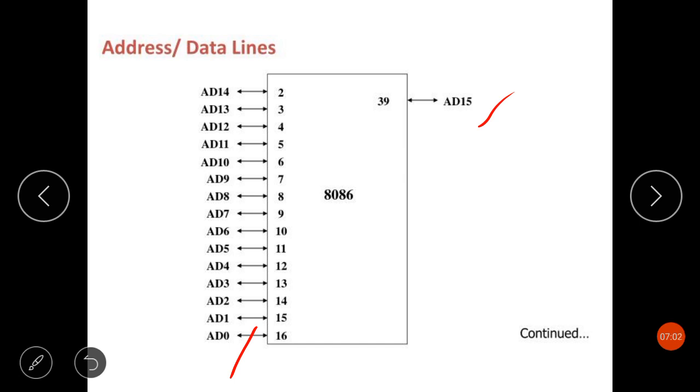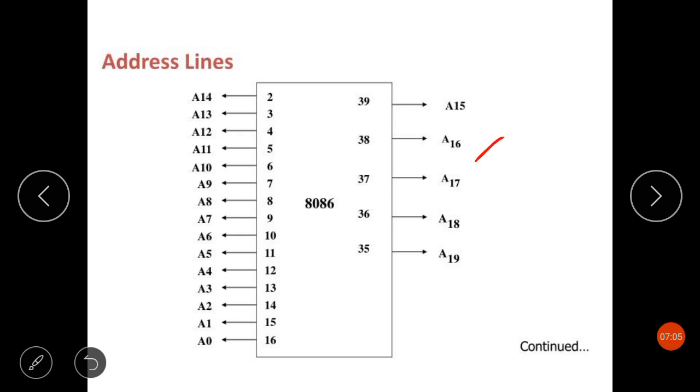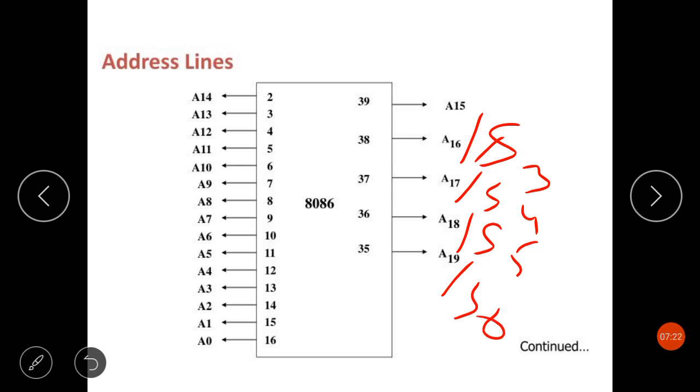The next pins are A16 to A19, that is A16/S3, A17/S4, A18/S5 and A19/S6. During the first part of the machine cycle, these are used to output the upper 4 bits of the address, which means they work as A16 to A19 pins. During the remaining part of the machine cycle, these are used to output status, which indicates the type of operation to be performed in that machine cycle.